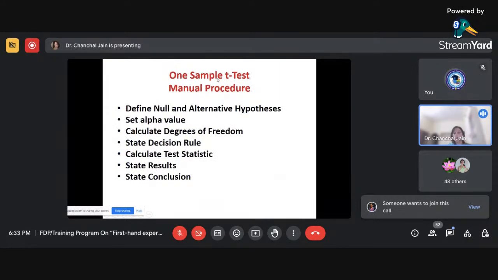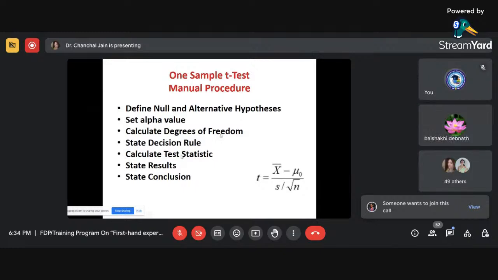Now, the procedure of the t-test: you need to define your null hypothesis, and also your alternative hypothesis. Then you decide your level of significance, that is the alpha value. Then we calculate the degrees of freedom. Then we state our decision rule. That means if the p value is less than the alpha value, you decide whether you are accepting or rejecting the null hypothesis.